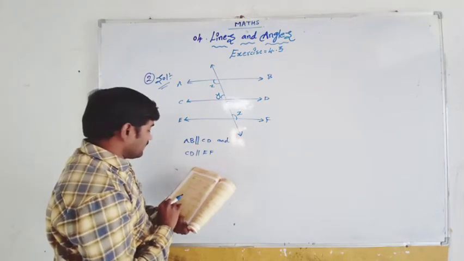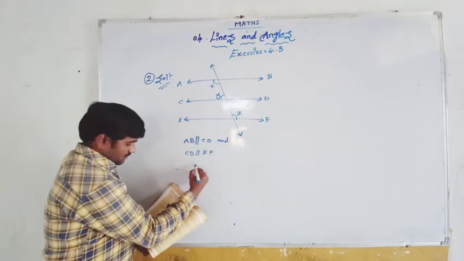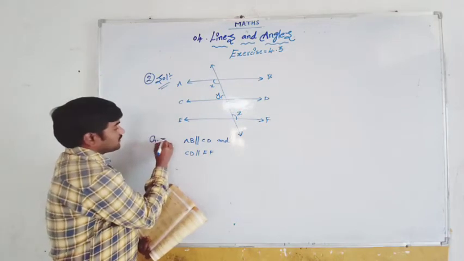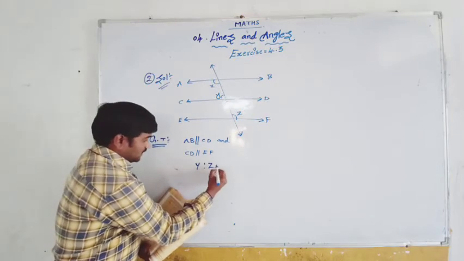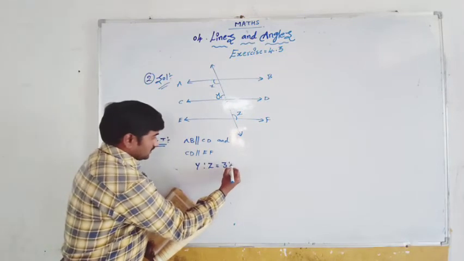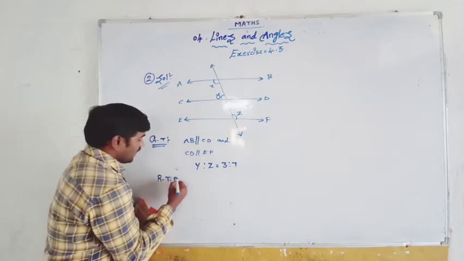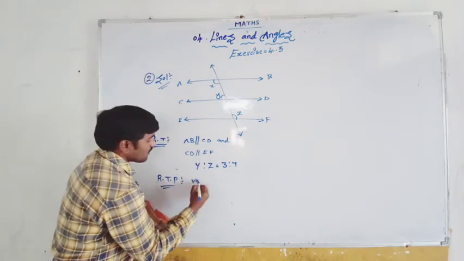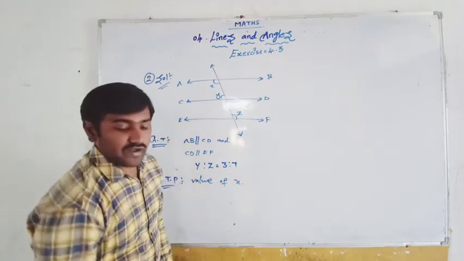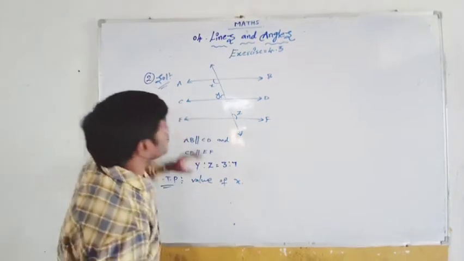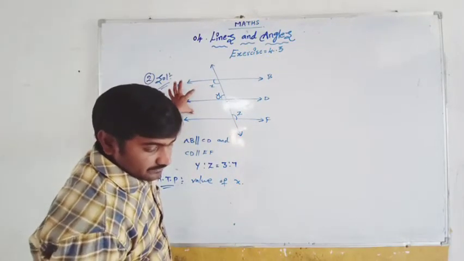And then it is given that the ratio of angle Y to angle Z is 3 to 7. Then we need to find the value of X in this figure. So let us find the value of X here.